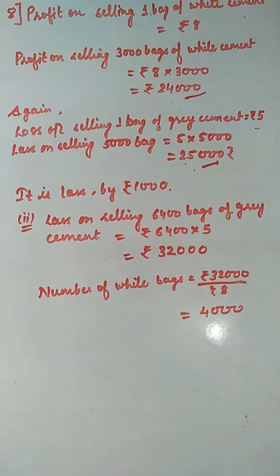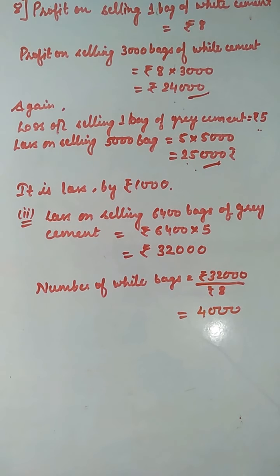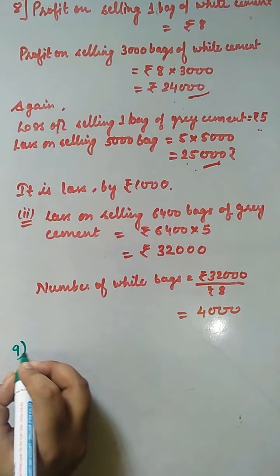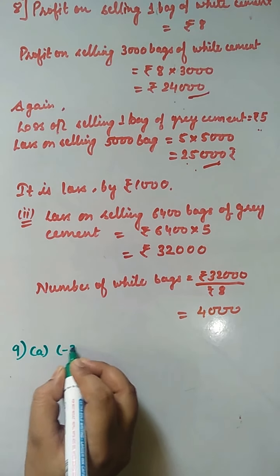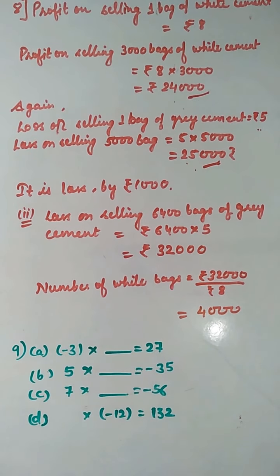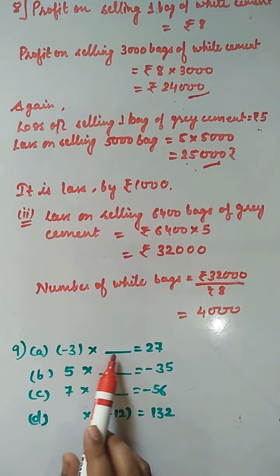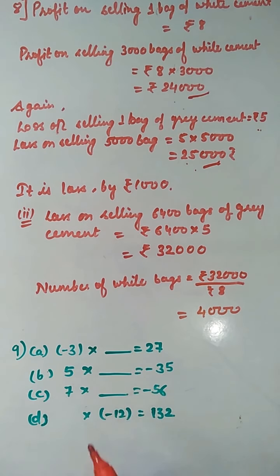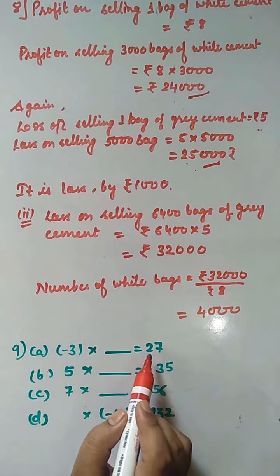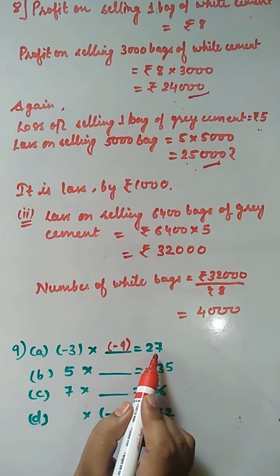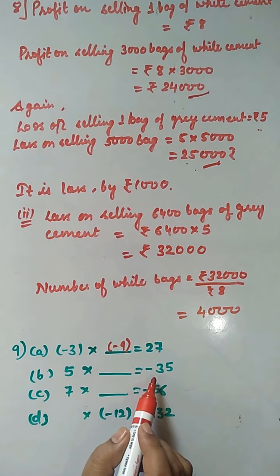Now the last part of the exercise is question number 9. Replace the blank with an integer to make it a true statement. So this is a very easy question. -3 into blank. First of all, you need to make sure that if the answer is positive, then both the integers should be negative, because minus minus will become plus. So -3 is given and the answer is positive. So what will you write? -3 into -9, so that the answer comes plus. Then the answer is -35.